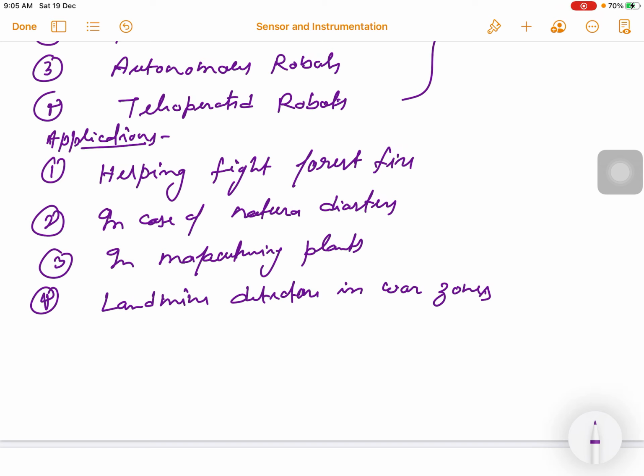Also, you can easily find out how many sensors they are using for sensing all possible things. That is why sensors and instrumentation play a very important role. They are very fast at sensing the physical quantity and delivering the output in a proper and accurate manner. So, this is all about automatic robot control.